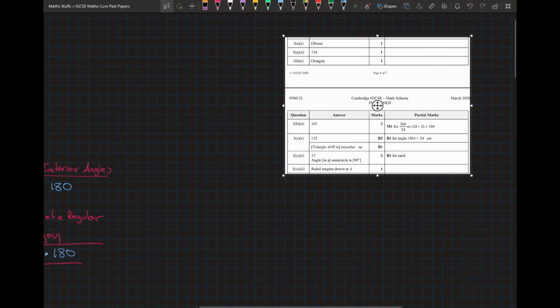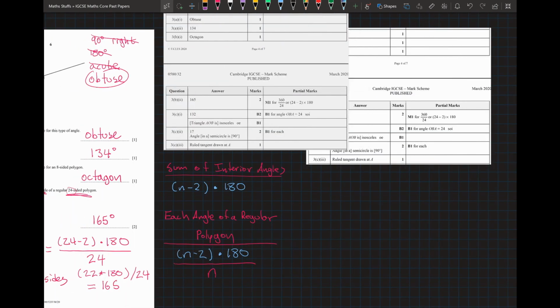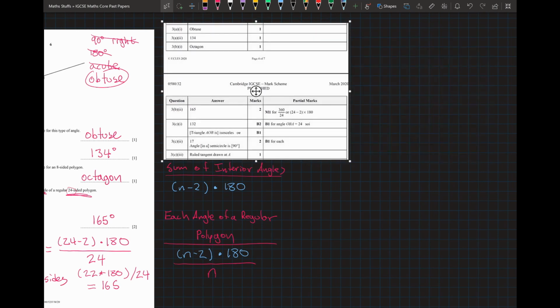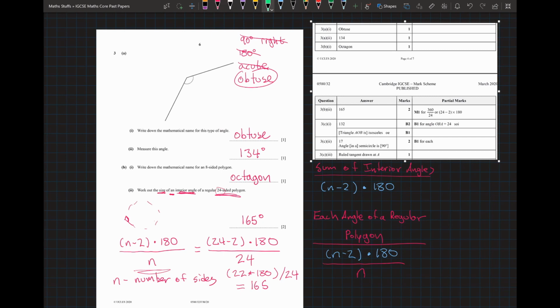All right, let's pull the key over here a bit so I don't have to keep scrolling over. So 3AI is obtuse, that's correct. Our angle is 134. Our octagon, yeah, good. Our math here, 165 for 1 point. So we got 1 point for 165. And then 360 over 24, or 24 minus 2 over 180, we've got that right here. So we got our 2 points for that one.